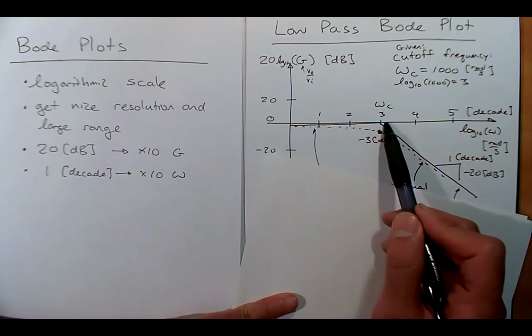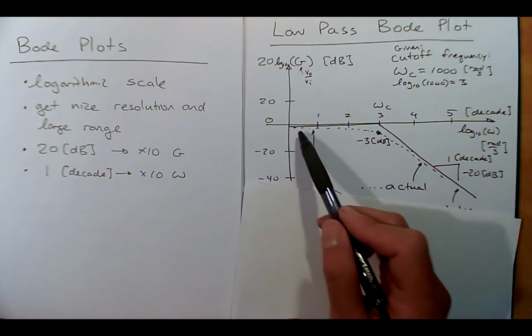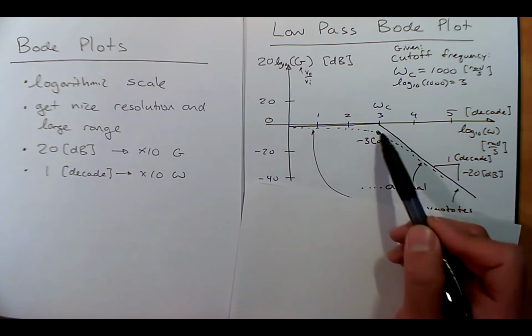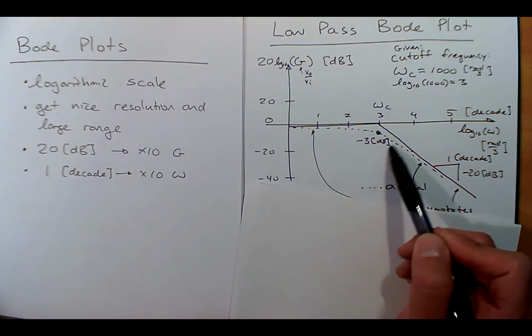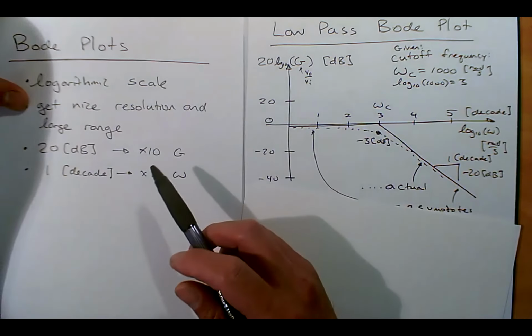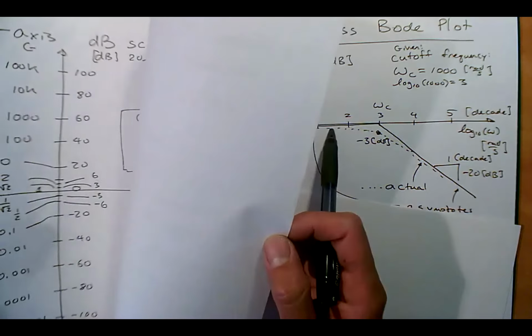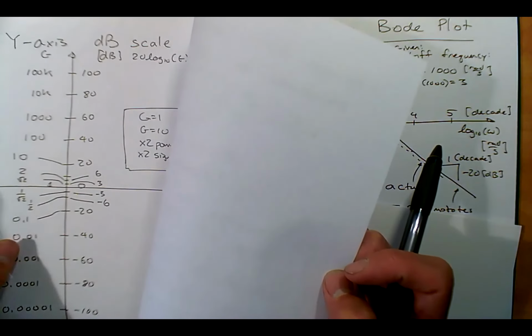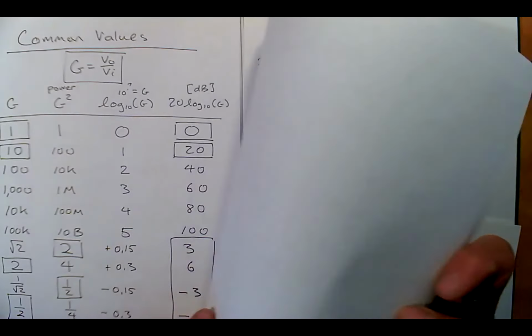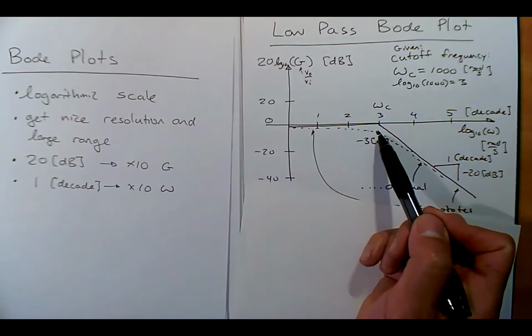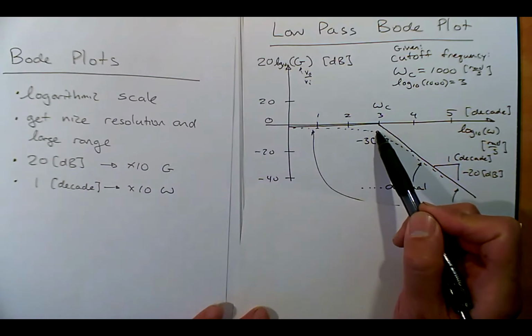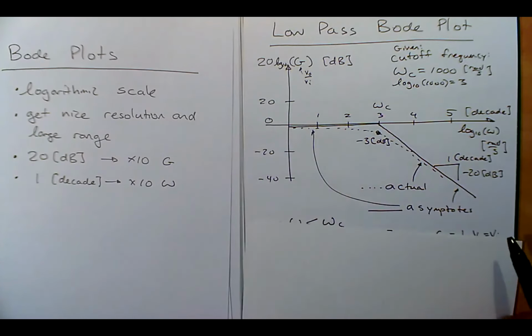These black lines are what we call the asymptotes, whereas the dashed line is the actual. And look at this: at the actual cutoff frequency, you get minus 3 dB. That's a common number we saw. What is minus 3 dB? Let's go back to our table. Minus 3 dB is, I believe, the half power. So at the cutoff frequency, you don't get 0, you get half power of the output over the input.